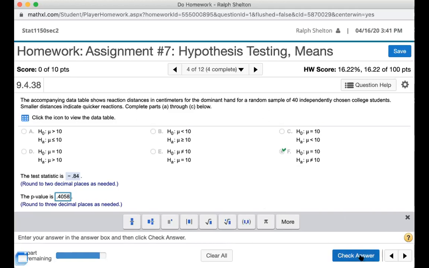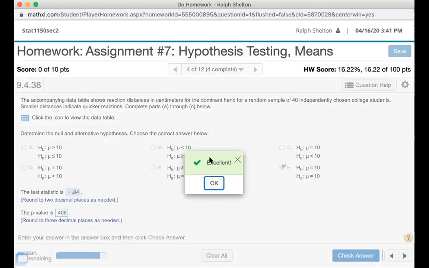So check answer. Oh, it says round to 3 almost. I've got that wrong a bunch of times before. It says round to 3 decimal places. So there. Now check answer. Okay.